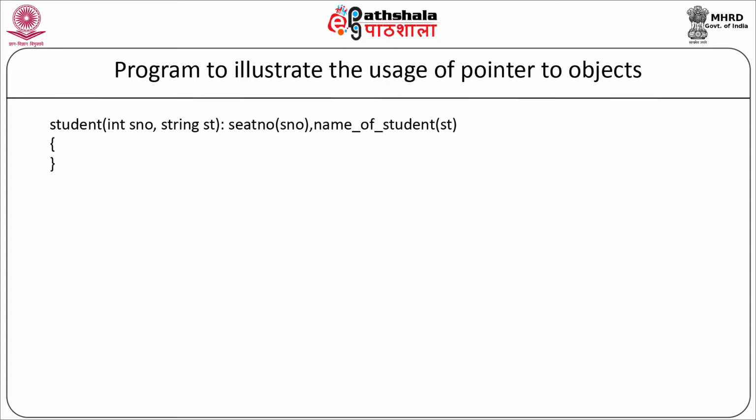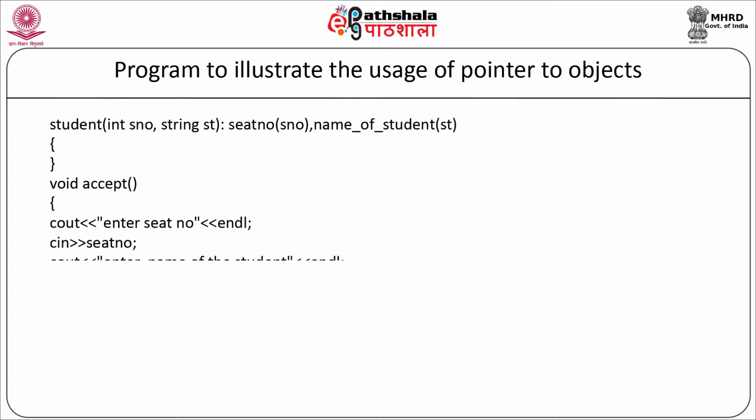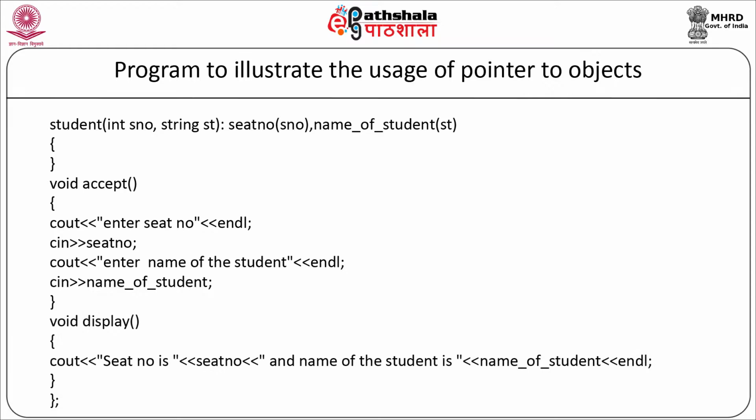Now we will write the accept member function as cout enter seat number, cin seat number, cout enter the name of the student, cin name of the student. Now we will write a display function as void display, cout seat number is seat number and name of the student is name of the student, and endl. End of the display function.